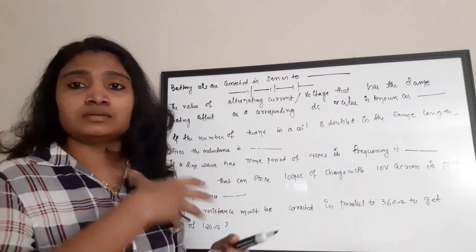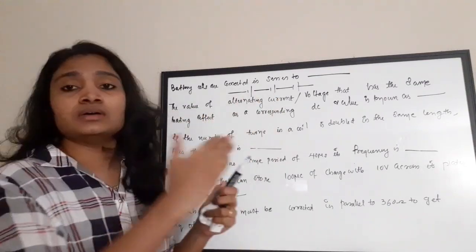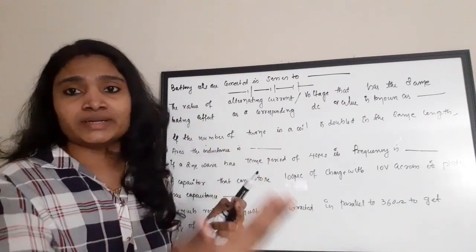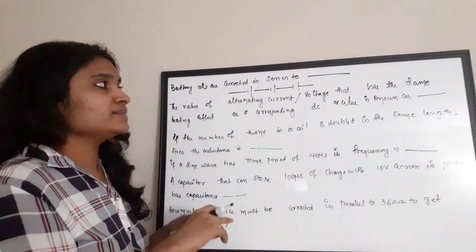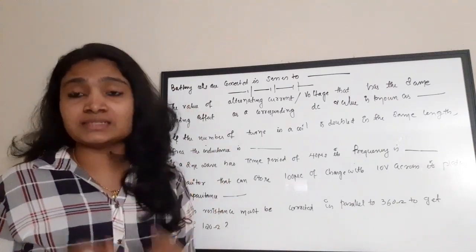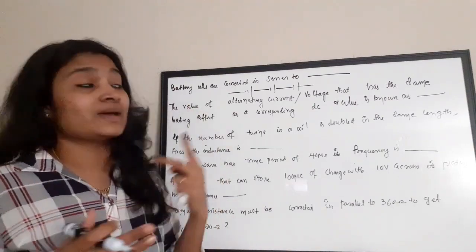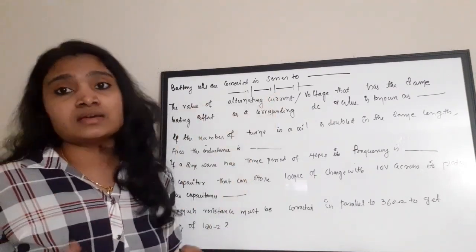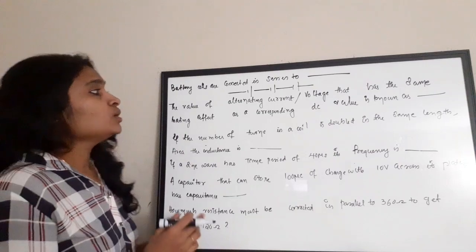So when cells are connected in series, the total voltage will be the sum of the individual voltages. Hence the output voltage will get increased if we connect these batteries in series. So they are connected in series to increase the output voltage is the answer. Moving on to the next question.